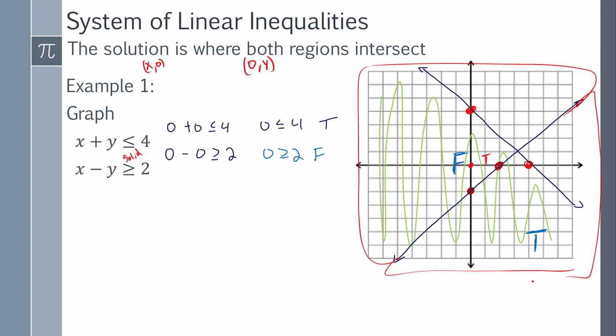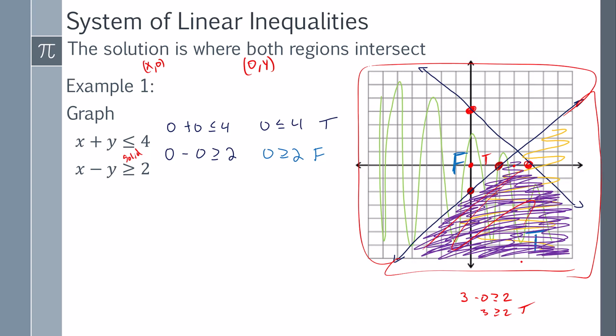And I know we really haven't looked at too many examples of that case, but you can just test it. So in this instance, what if I plugged in 0, 3? And so you'd get 3 minus 0 is greater than or equal to 2. That's true. This happens to be on the side that's true. So then shade that side. Now, remember, your solution is where the regions intersect. And so those regions intersect here. And so you darken that further, and that's going to be your solution.